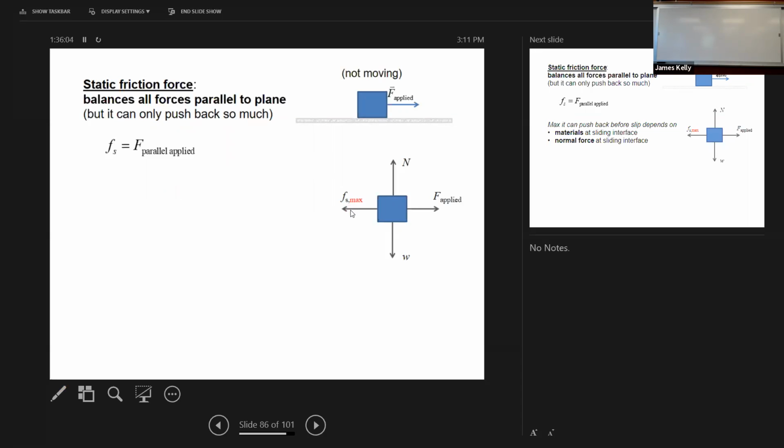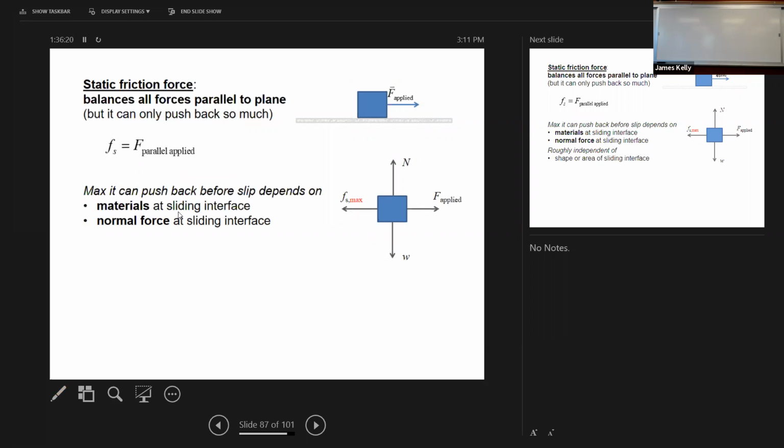And then it starts sliding and grinding against the surface, and we're not talking about static friction anymore. We're talking about kinetic friction. So this second law is going to tell us, yeah, for a range of applied forces, the static friction force just balances them out. But at some point, it's going to give way and start sliding. The maximum it can push back before it slips depends on the same thing that the kinetic friction force does.